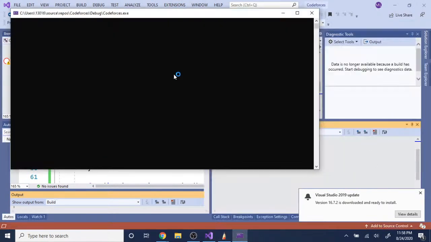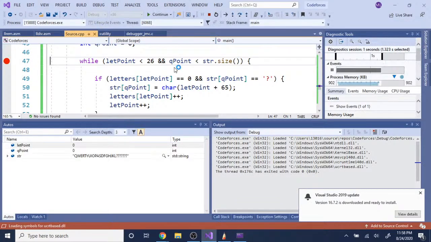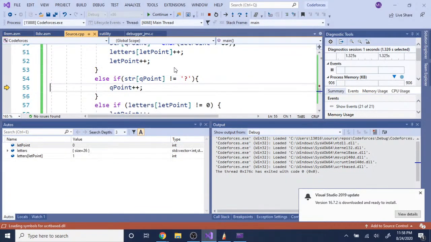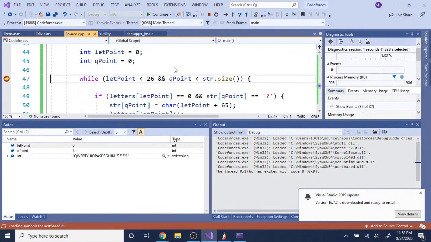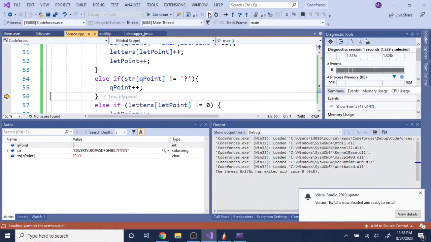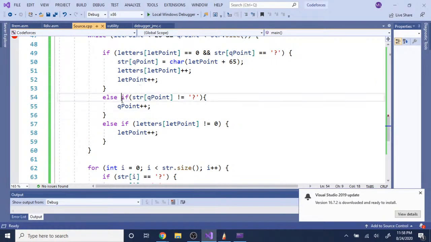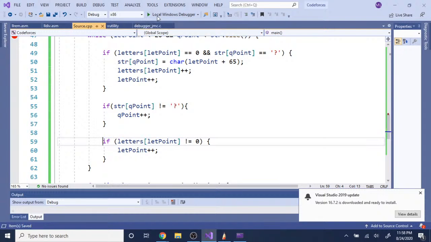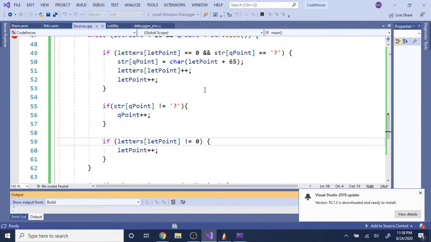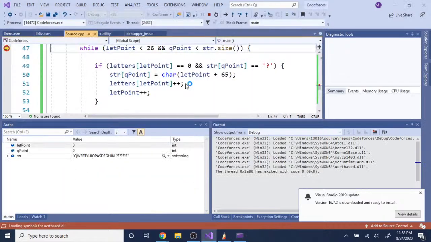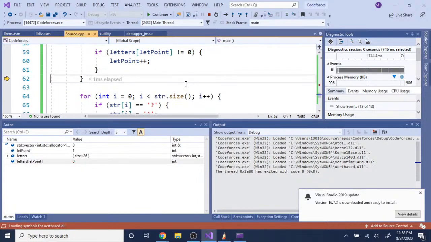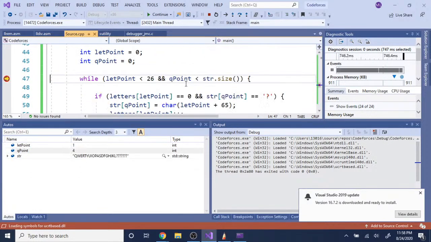Okay, so, let's do this. Key pointer plus plus, key pointer plus plus. Okay, I can't do else if, I have to actually check an if. So if, yeah. Now it should work. So key pointer plus plus, letter pointer plus plus, key pointer plus plus.